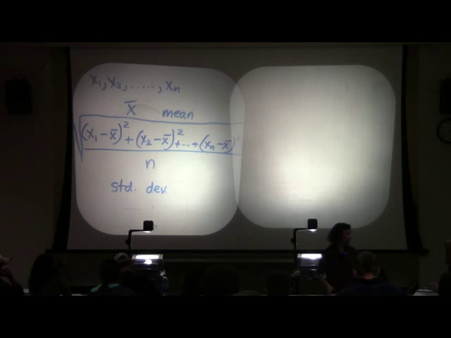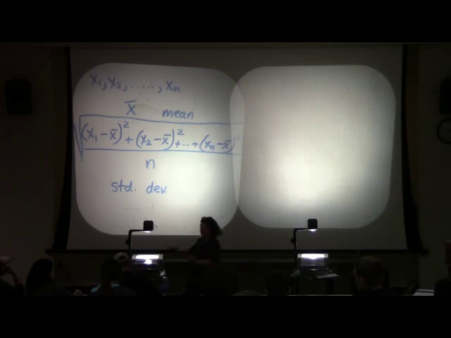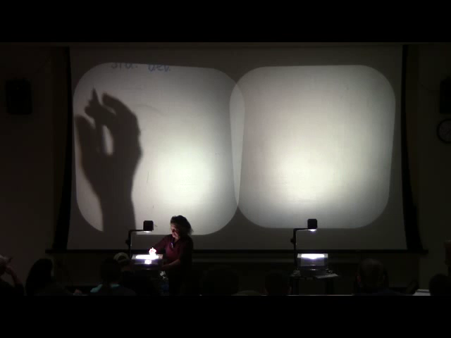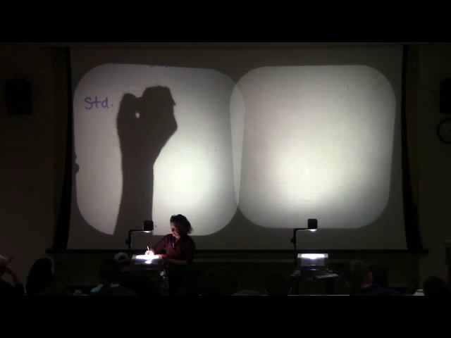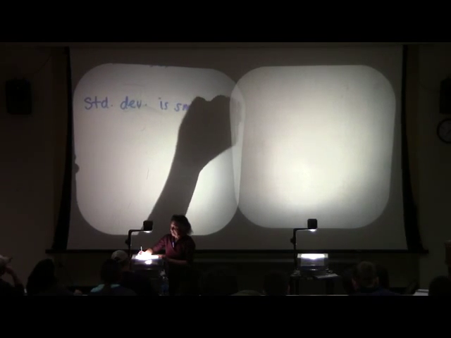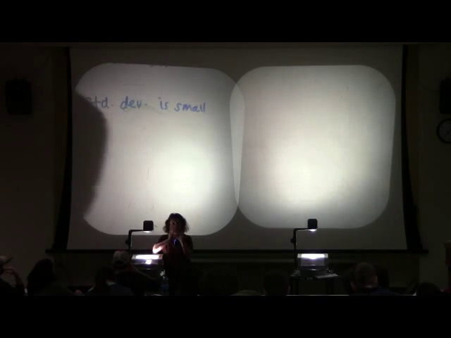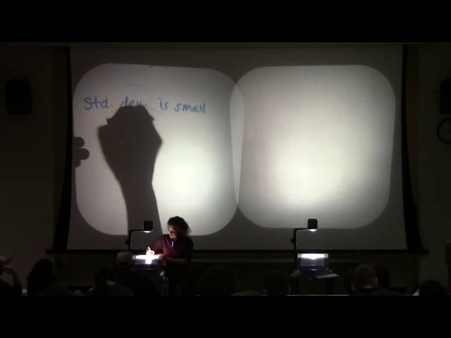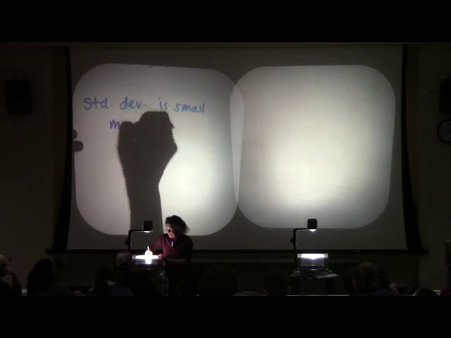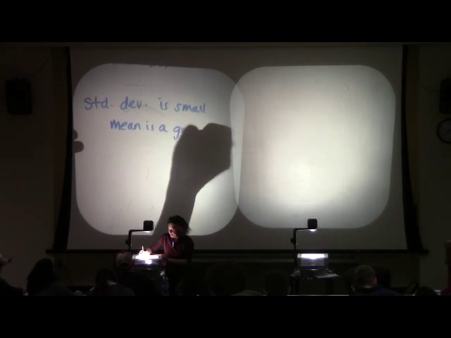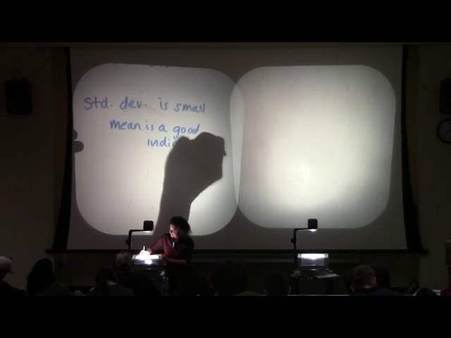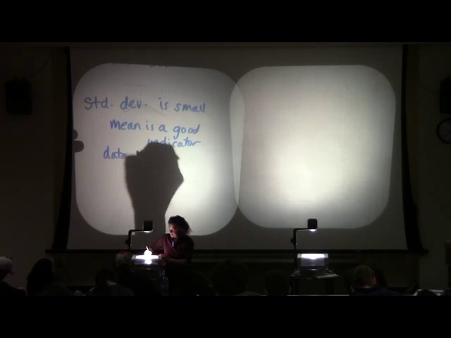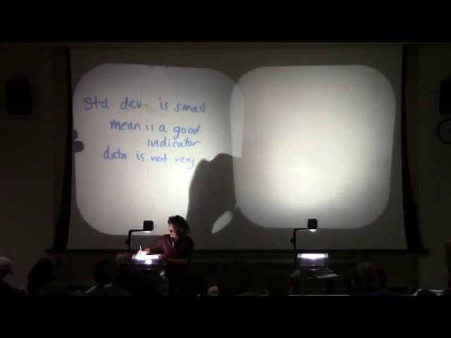But let me say this to you guys. When your standard deviation is small, let me write this down over here. When your standard deviation is small, that means that your data is not very spread out, okay? When the standard deviation is small, the mean is a good indicator, and your data is not very spread out.